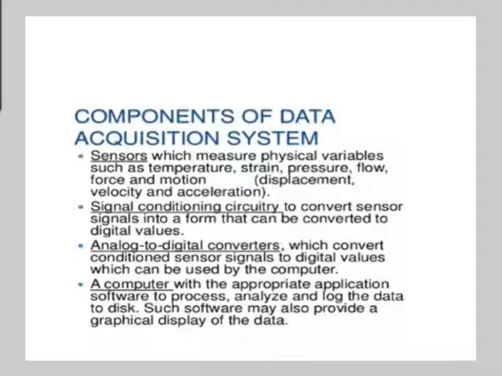So the components of data acquisition system, one is sensor. The sensor measures physical variables such as temperature, strain, pressure, flow, force and motion, also displacement, velocity and acceleration. The measurement of physical phenomena such as the temperature of a room, intensity of a light source or the force applied to an object begins with a sensor.